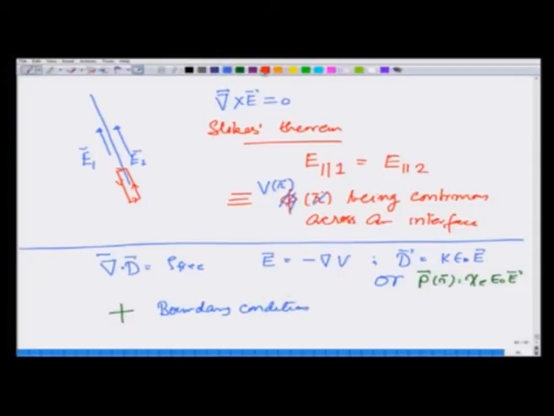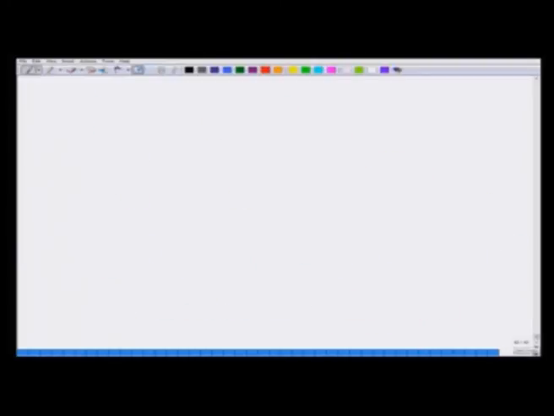And the boundary conditions are that change in D perpendicular across an interface is equal to sigma free, and V of R is continuous. With these, we can solve all the problems in linear dielectrics, because I know this constitutive relationship. Let us solve one example.